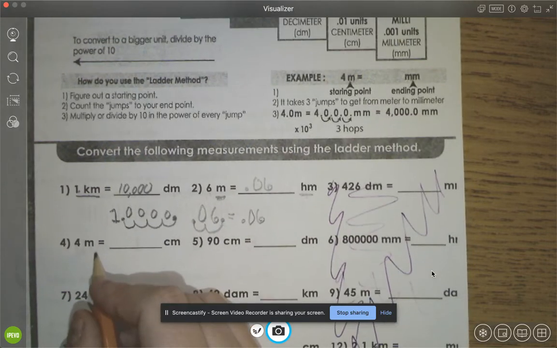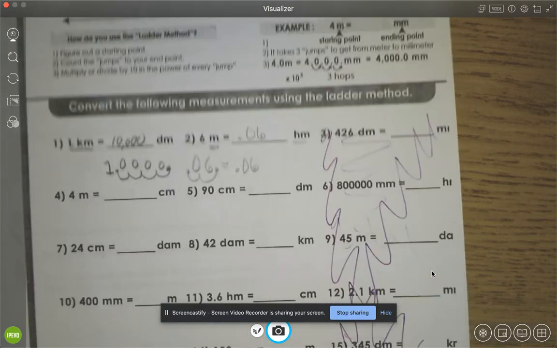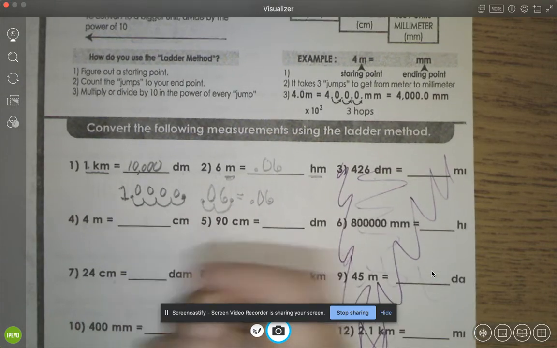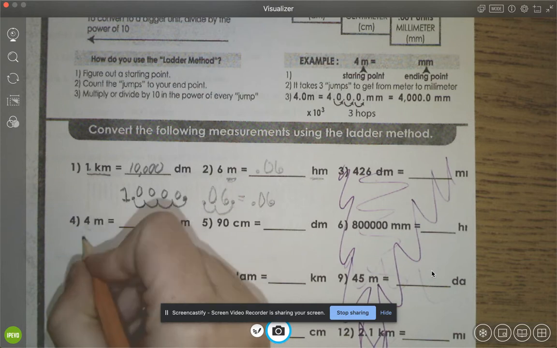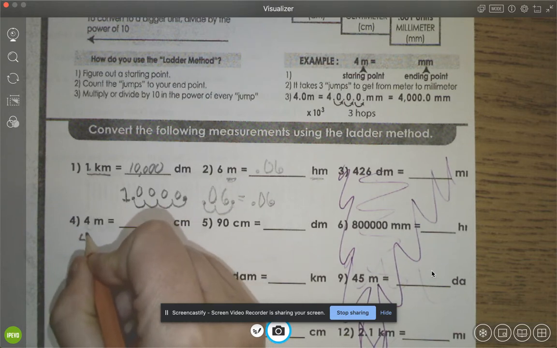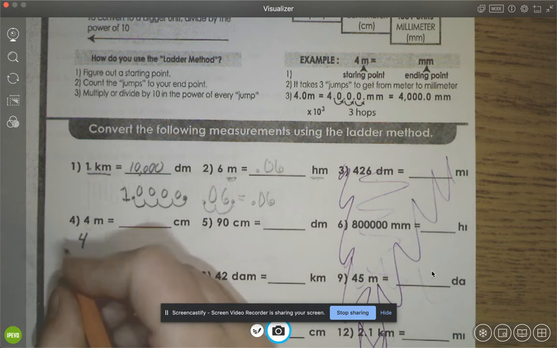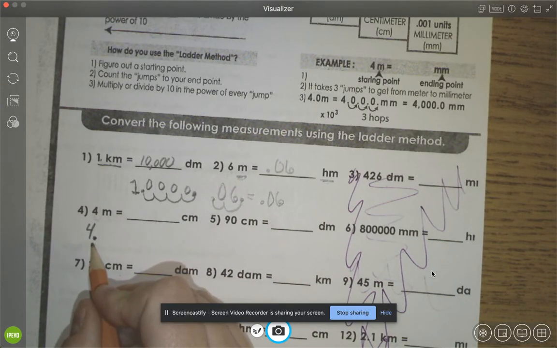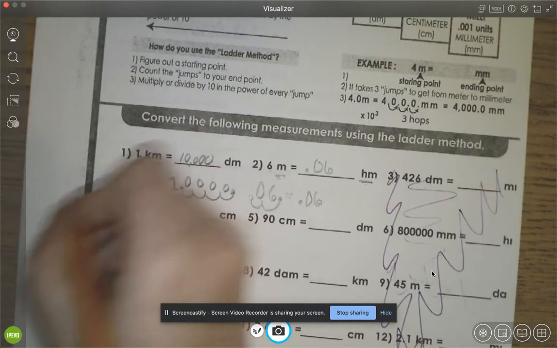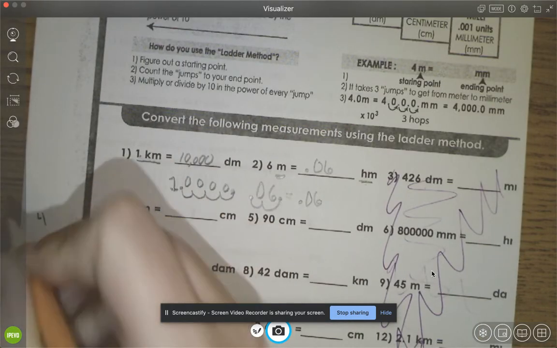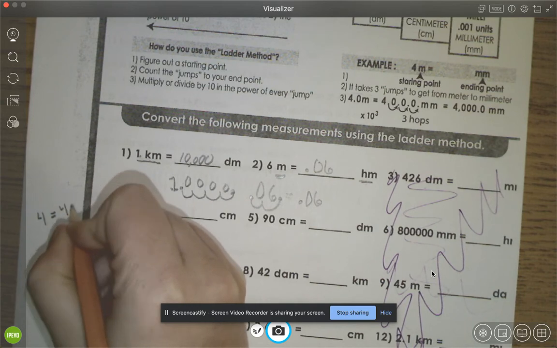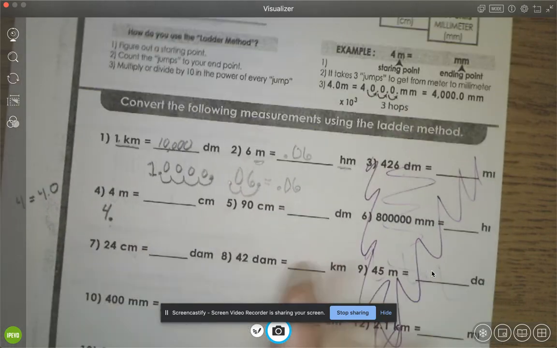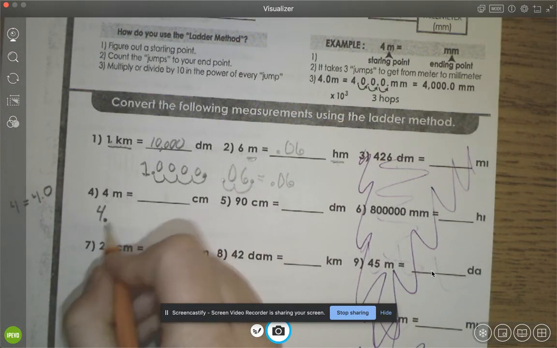Now, let's do another one. Remember, we're not doing 3, 6, 9, 12, or 15. Those are going to be crossed off. Let's go to 4. So here we have 4 meters, right? What do we do next? We put that decimal point out there. Remember, when you put the decimal point, it doesn't change the number, all right? Because 4 is the same thing as 4.0. You just put a decimal point and a 0 at the end. So we have 4 meters, right?